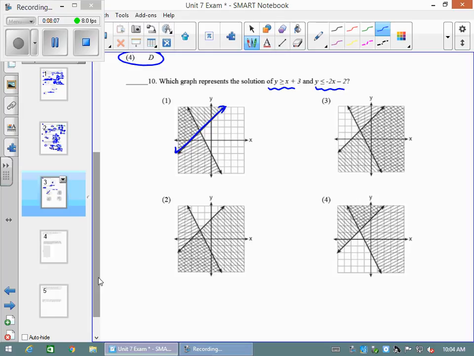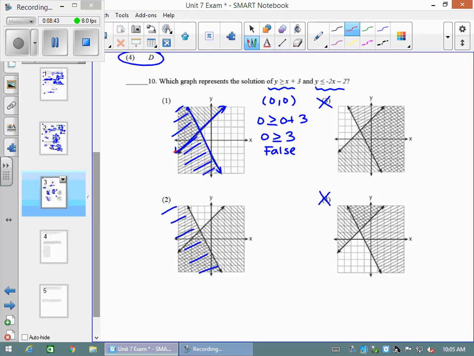So now I really need to narrow this down based on the shading. So if I look at my first inequality here, if I'm going to test the point 0, 0, is 0 greater than or equal to 0 plus 3? So is 0 greater than or equal to 3? Well, no, that's false. So for this inequality, I should be shading away from 0, 0. So that would be here, here, and then you can see on this graph, I also have it here. But on graphs 3 and 4, they're shading above. So now I can narrow it down a little bit. Let me use a different color here for this.